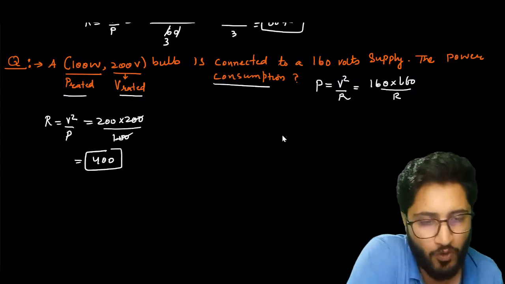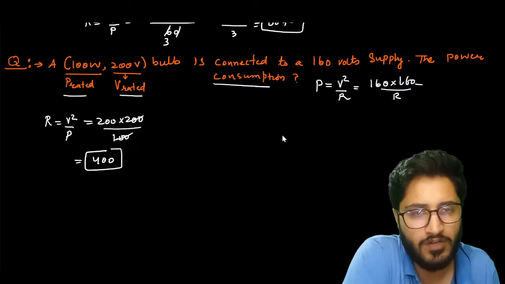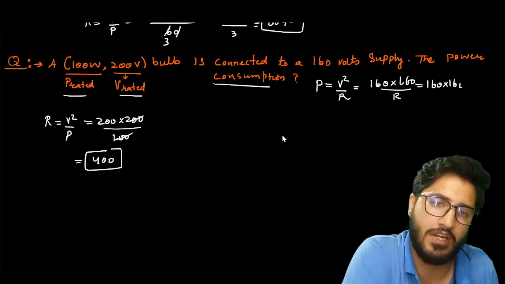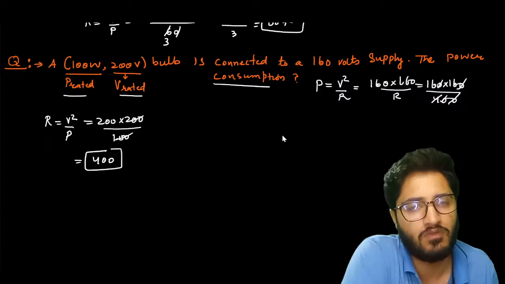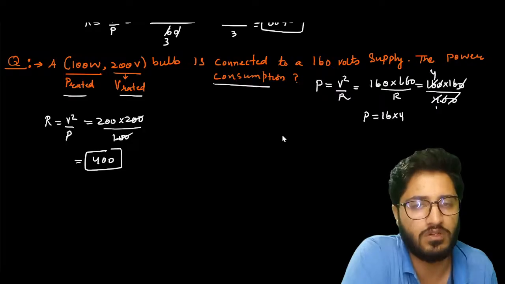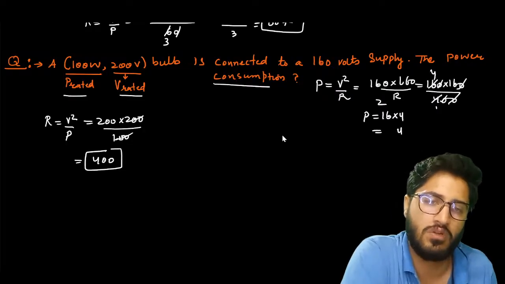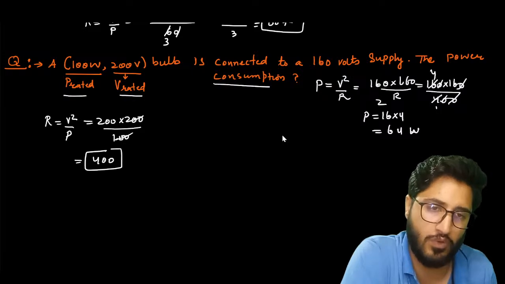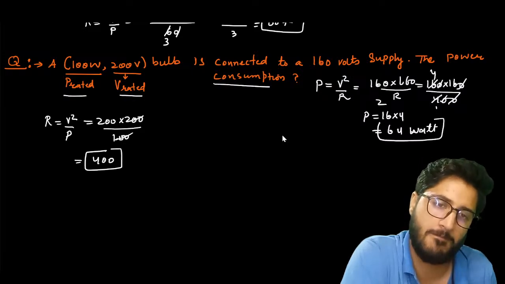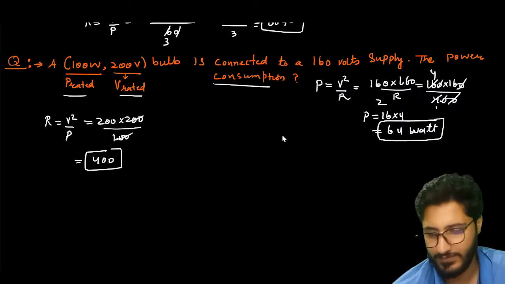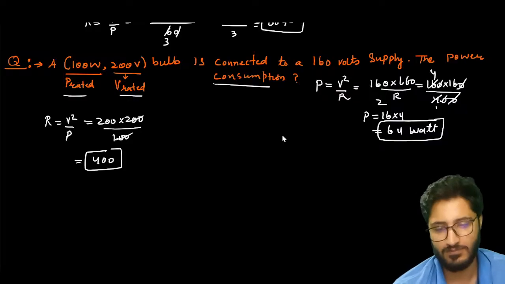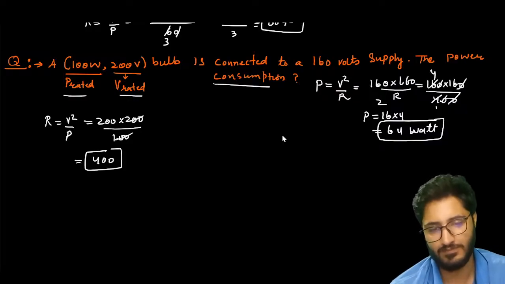My R is 400. So it will be 160 into 160 divided by 400. 0 cancels out, 0 cancels out. 4 into 4 is 16. So P is equal to 16 into 4, which is 64 watt. Easy or super easy?